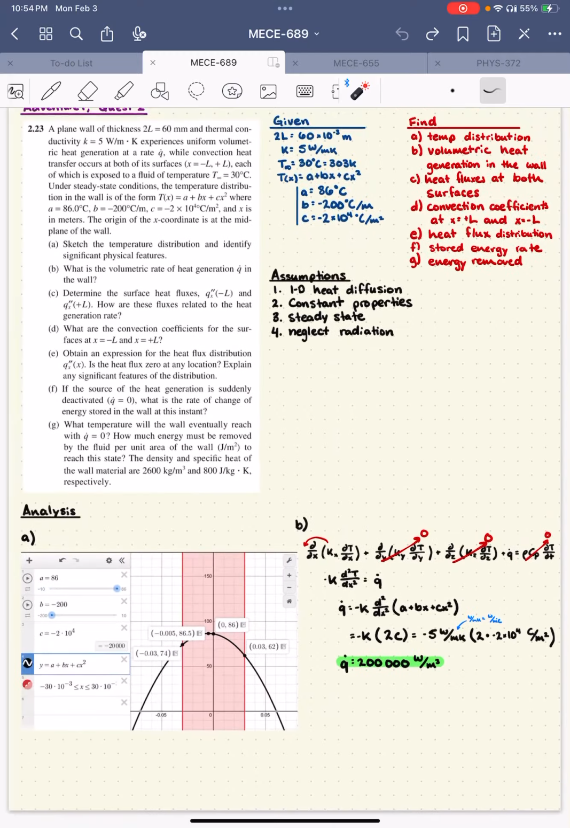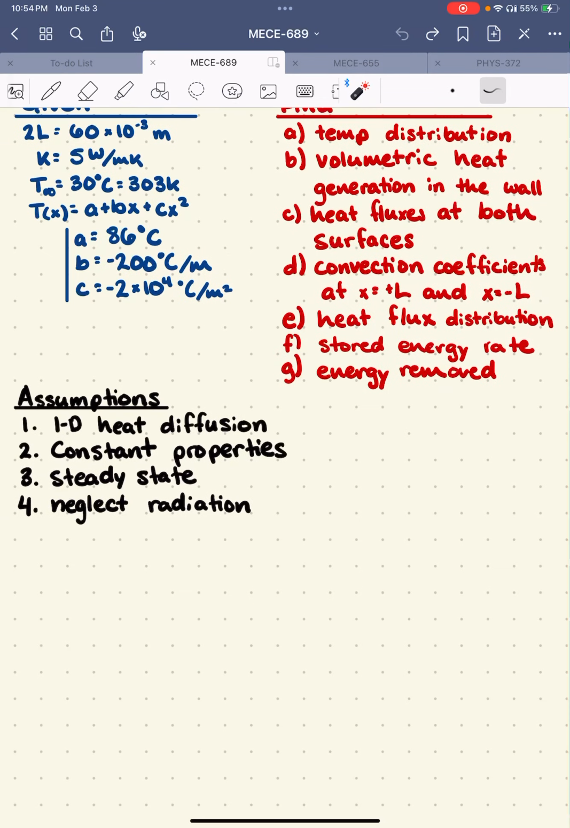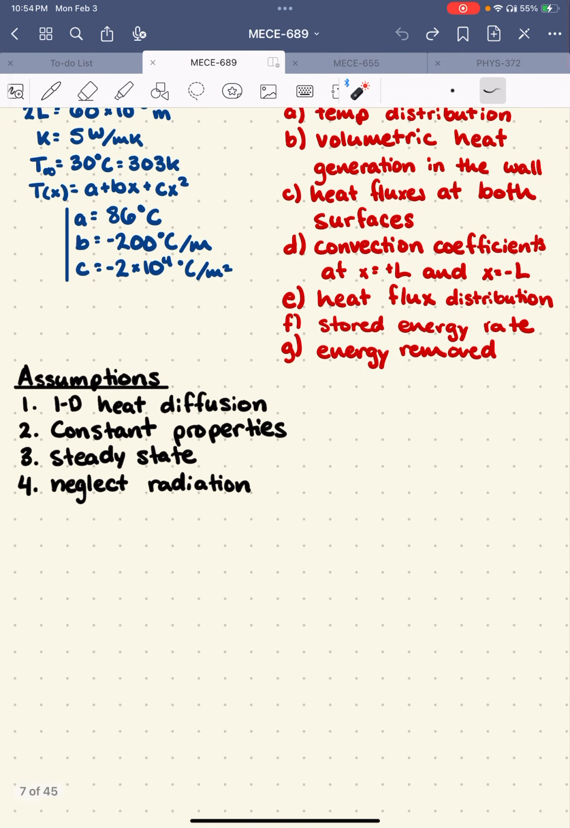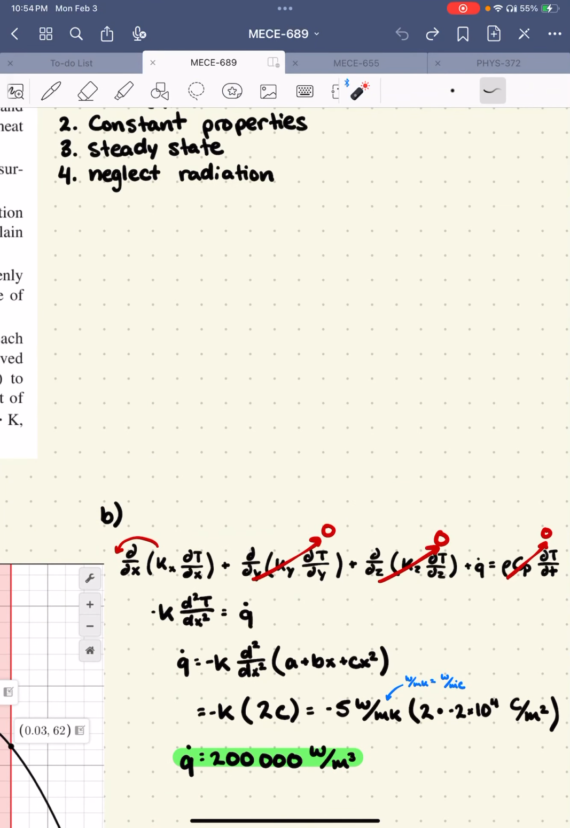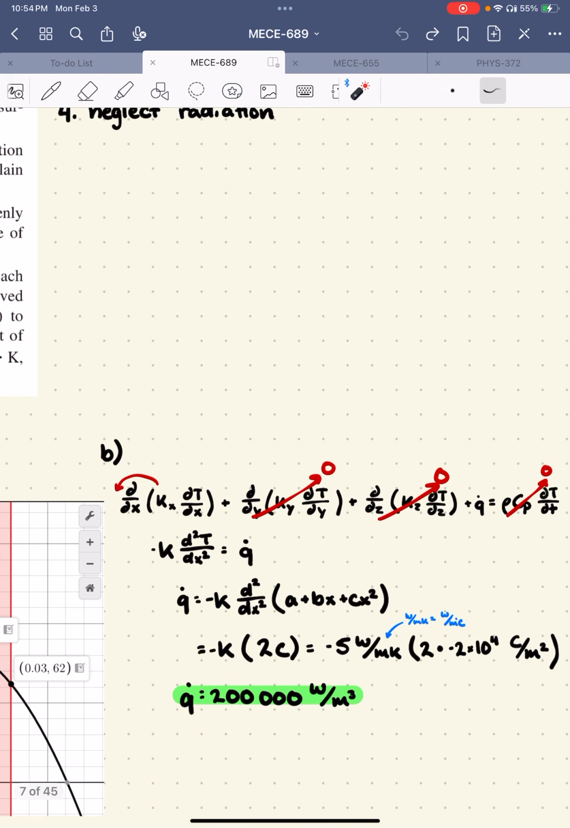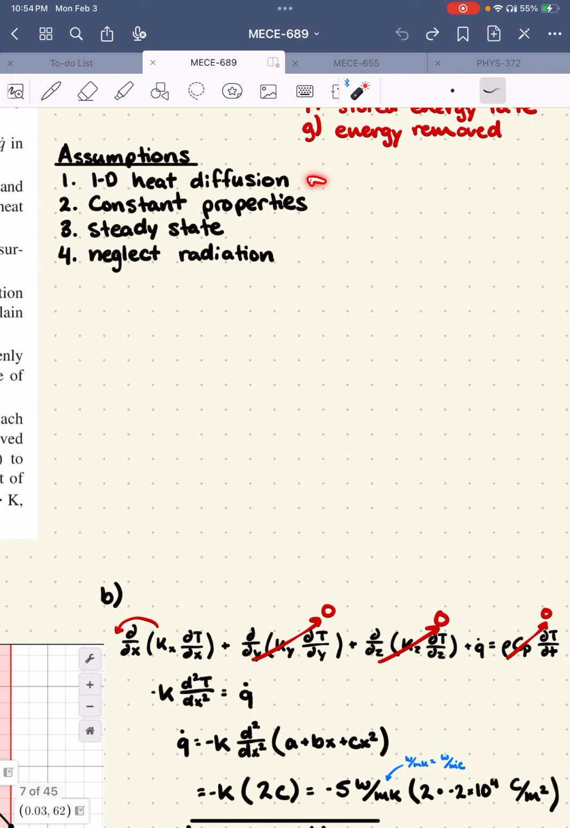For part B, we're going to look to find the volumetric heat generation within the wall. So in order to do that, we're starting with the heat equation for Cartesian coordinates and simplifying it using our assumptions here. So 1D heat diffusion, constant properties, steady state and neglect radiation. We know 1D heat diffusion, so we can get rid of the y and z terms. Constant properties, so we're going to take the k out front, and steady state, so we're getting rid of the stored energy term.